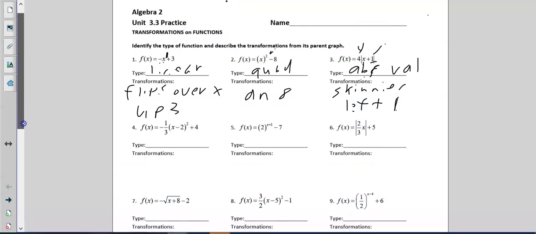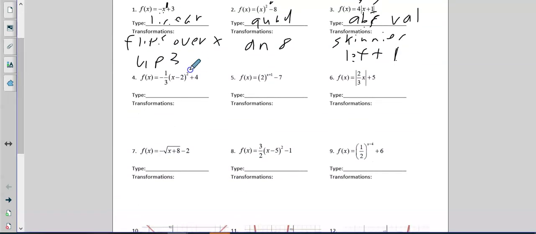Number 4. Again, we have the little 2 right there, so it's quadratic. This one has a lot going on. We have the negative, which flips it. We have the 1/3, which makes it wider. We have the minus 2, inside lies, right 2, and plus 4, up 4. So a lot going on with that one.